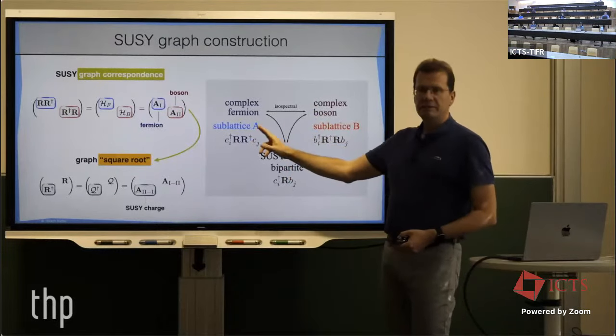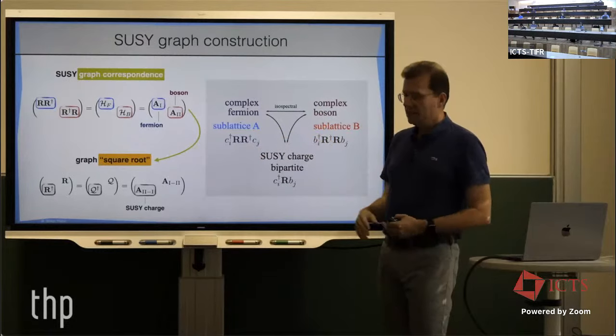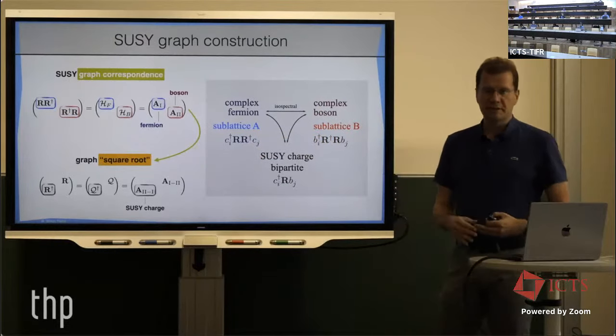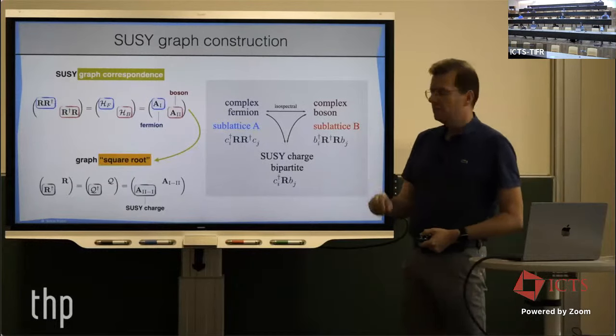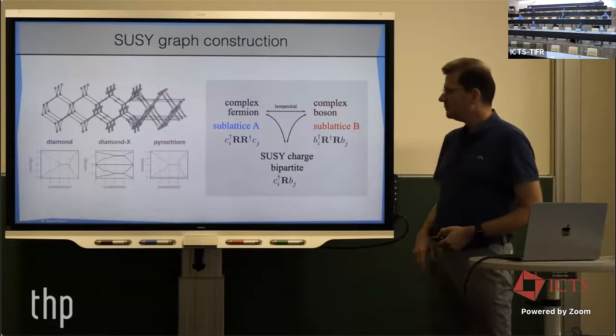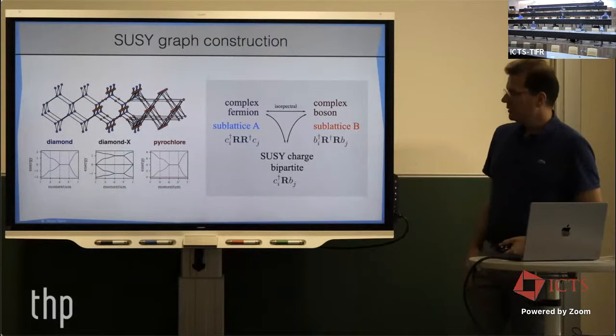Yeah, these two lattices, the fermionic and the bosonic ones, have spectra that are isospectral, that is, identical up to zero modes, to be determined by the Witten index. Okay, I can do this also in three dimensions.